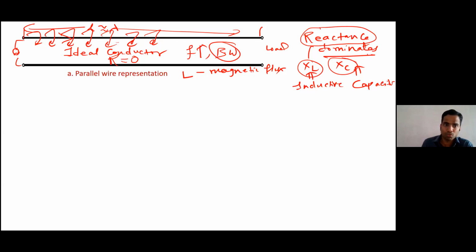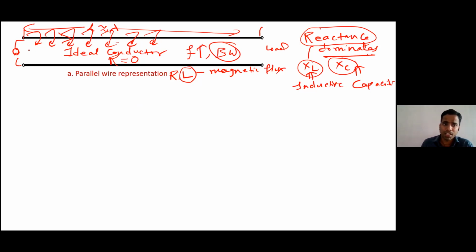And obviously the two conductors are separated by some dielectric. The dielectric is also not ideal. See, nothing is ideal, right? So the conductors are not ideal. If the conductors are not ideal, there will be some resistance, right? And because of the current flowing through the conductor, there is a magnetic flux linked with the current, and that will give us the inductance value of the conductor system.